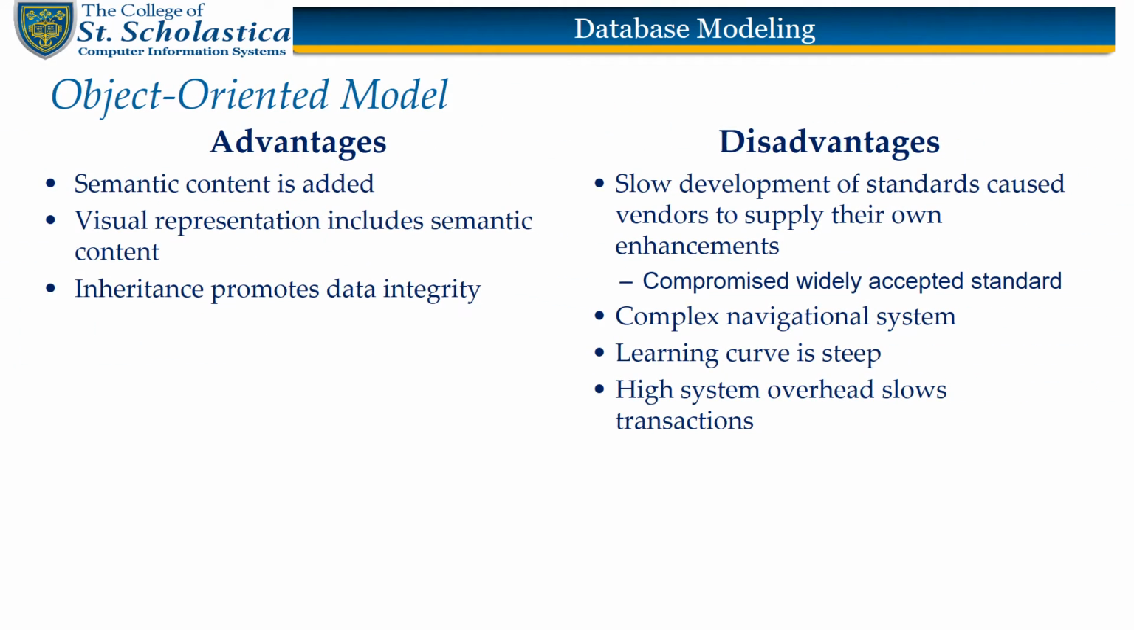The object-oriented model's advantages are that semantic content is added. The visual representation includes semantic content, and inheritance promotes data integrity. The disadvantages of the OO model are that slow development of standards caused vendors to supply their own enhancements, which compromised a widely accepted standard. Its complex navigational system, which requires a steep learning curve, and a high system overhead, which slows transactions.